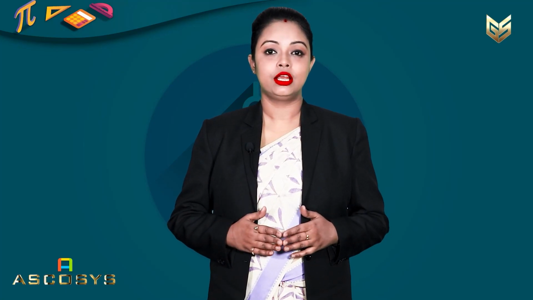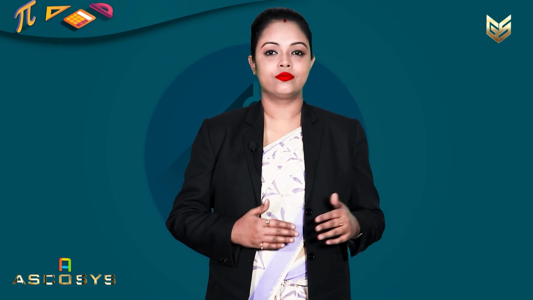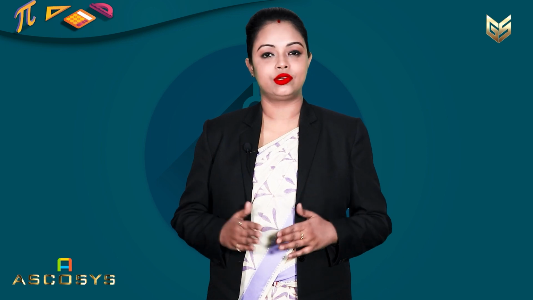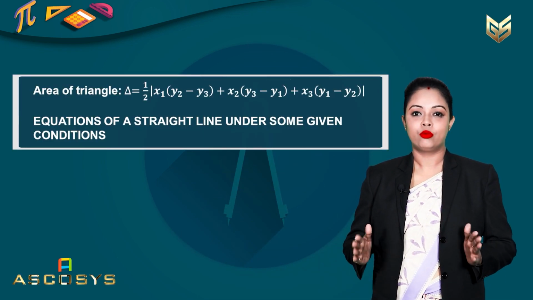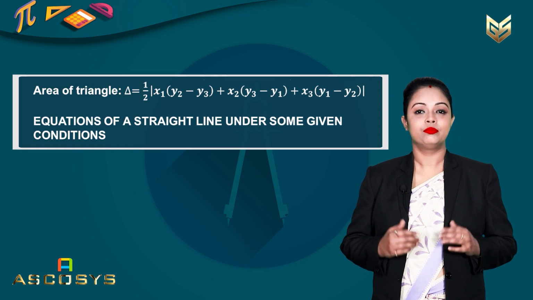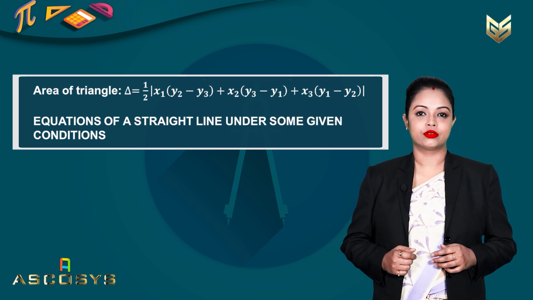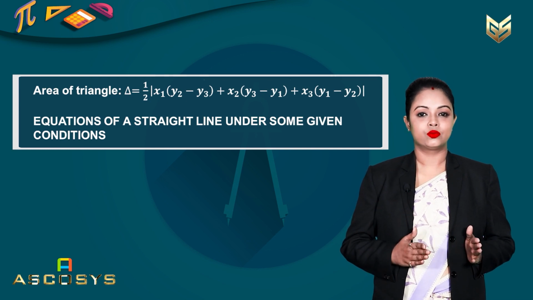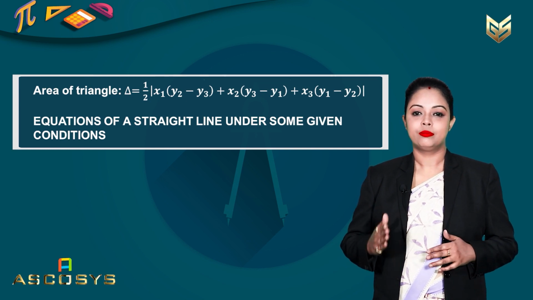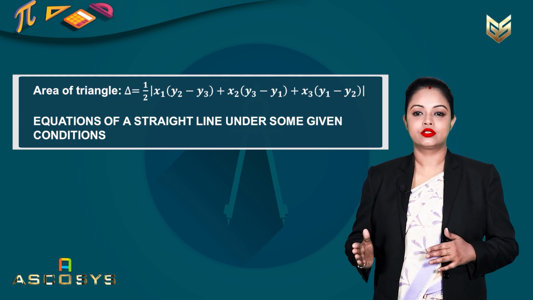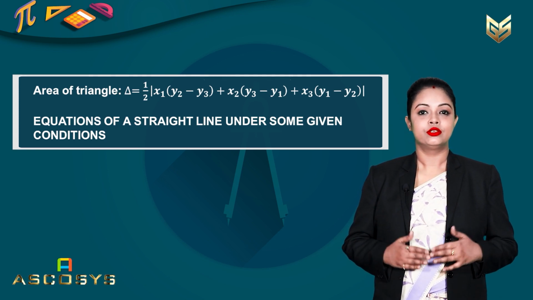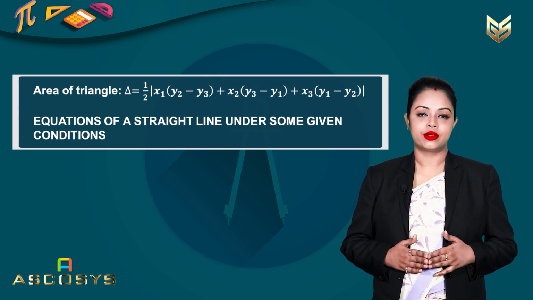The area of a triangle whose vertices are (x1, y1), (x2, y2) and (x3, y3) is given by delta equal to half modulus. Why modulus? Because the area is always positive, so we use the modulus symbol. So modulus of x1(y2 minus y3) plus x2(y3 minus y1) plus x3(y1 minus y2). So this gives you the area of a triangle.